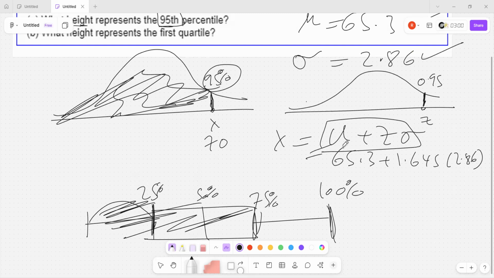Okay. So we will do the same thing. We are searching for what? 0.25. So this is 0.50 and this is 0.25, which is 25%. So let's match Z. That means the Z we are looking for will be here in the negative. So this represents the 25th percentile. So we will search for 0.25 in the table, right? Perfect.